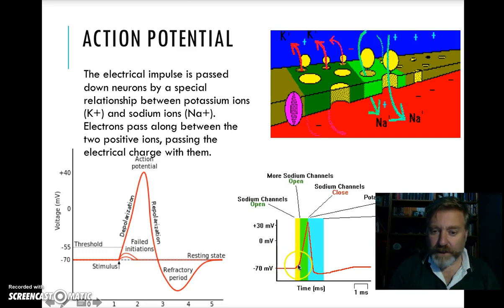So what's happening with that wave? Sodium channels open, more sodium channels open because it's gone past the threshold. Sodium channels close, potassium channels open, potassium channels close, and that runs along this axon. That's called the action potential.